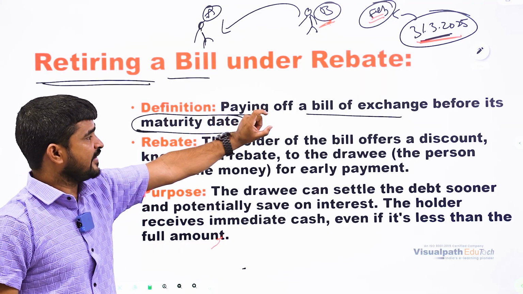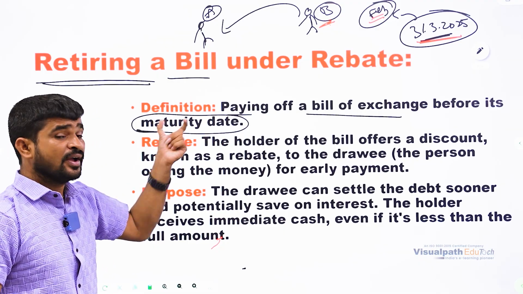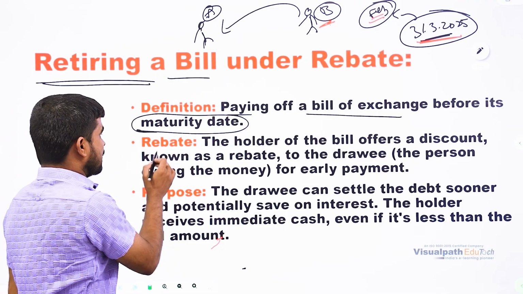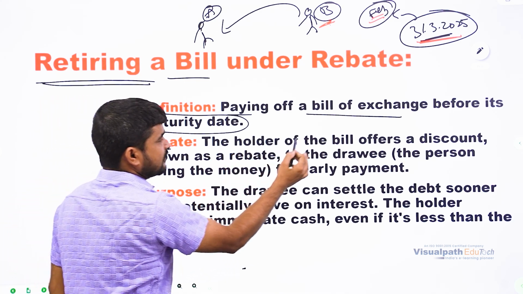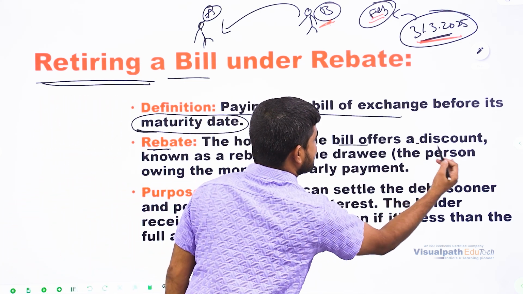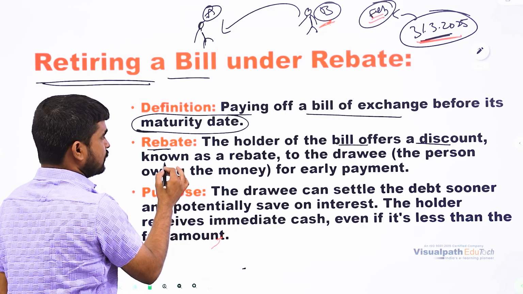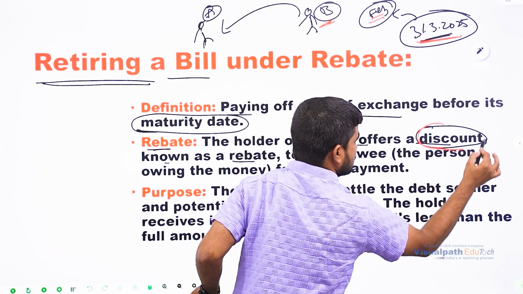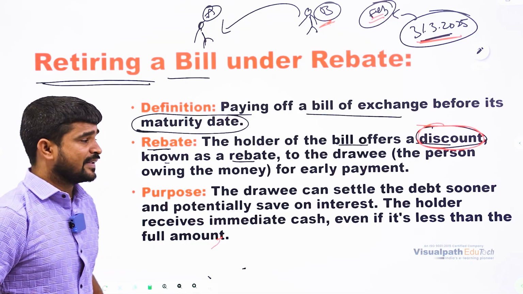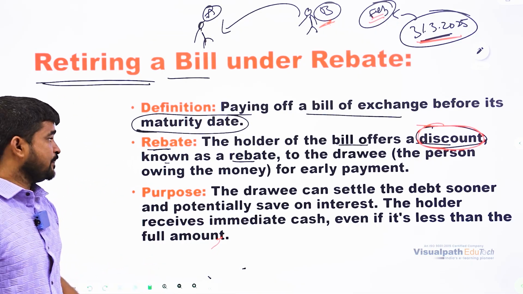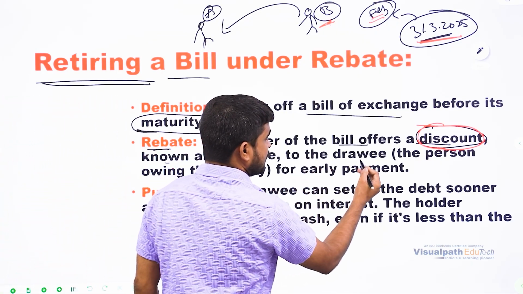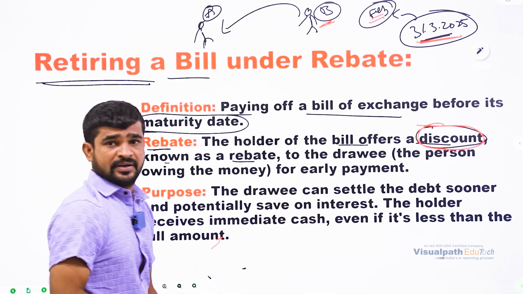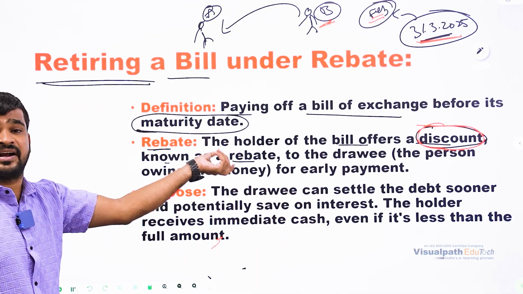Paying the bill of exchange amount before the maturity date. In return for it, he is requesting a discount on the amount. That is called rebate. The rebate means the holder of the bill offers a discount, known as rebate. So we have to remember the word discount. So a discount on the bill at the time before the maturity date is known as rebate. The drawee, the person owing the money, makes the earlier payment.